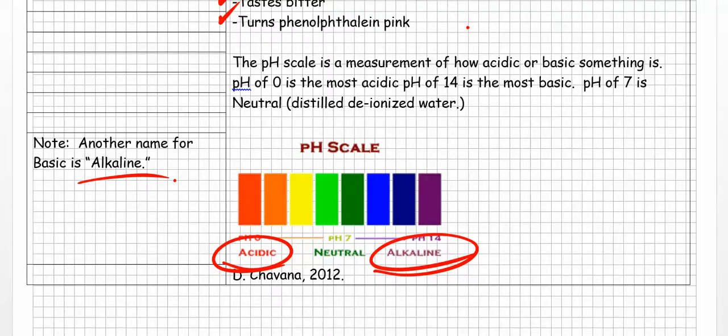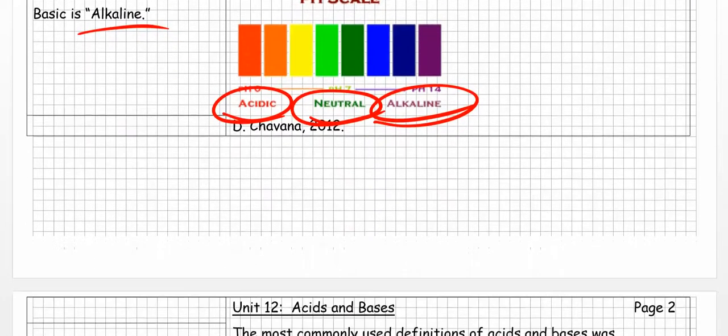And so what's right in the middle? Neutral. So a neutral pH is a pH of 7. So once again, low pH, like 0, for example, is acidic. High pH, like 14, basic. Right in the middle, you're talking about a neutral pH. Okay, 7 is neutral.